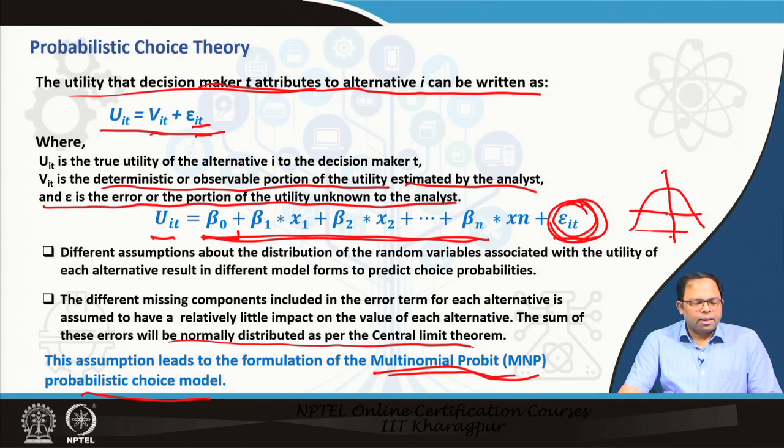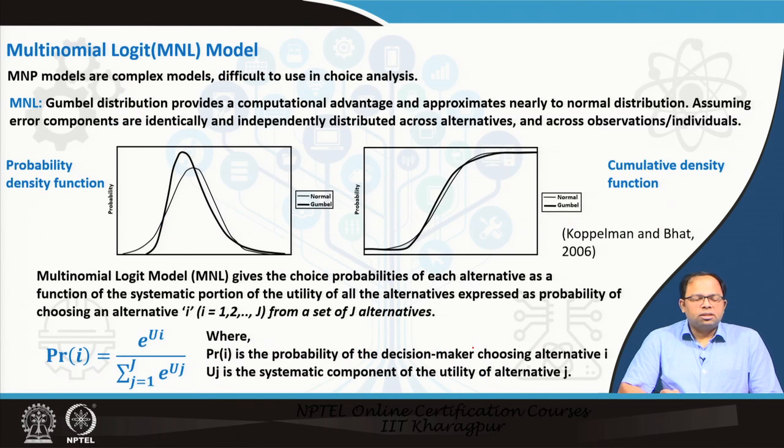But this multinomial probit model, MNP, is very complex and very difficult to analyze, and determining the beta parameters from this particular model is very difficult. So, instead of a normal distribution, we assume the Gumbel distribution, which provides computational advantages and approximates nearly to the normal distribution. As you can see, this deep line is the Gumbel distribution. It is more or less the same as the normal distribution, and the cumulative density function is plotted over here, and you can see this more or less matches.